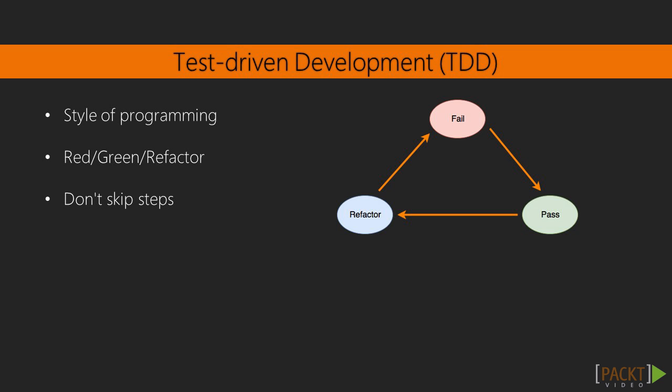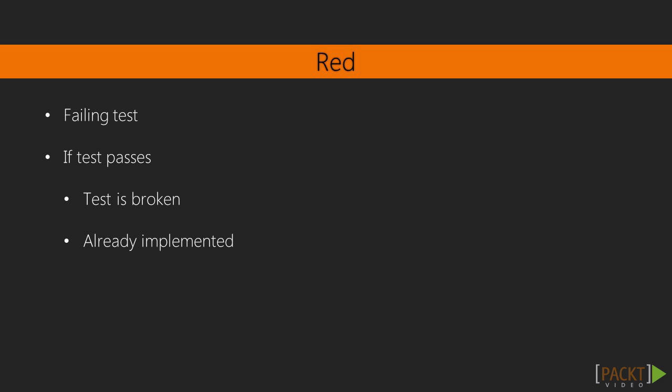Test-driven development, TDD, is a style of programming where coding, testing, and design happen in the same process. It defines the cycle where the developer writes a failing unit test, writes enough code to make the test pass, and then refactors the code. All the steps are important and should not be skipped. Writing a failing unit test makes sure that your test is correct. If the test is passing when it shouldn't, then your test is broken or your application already has that functionality.